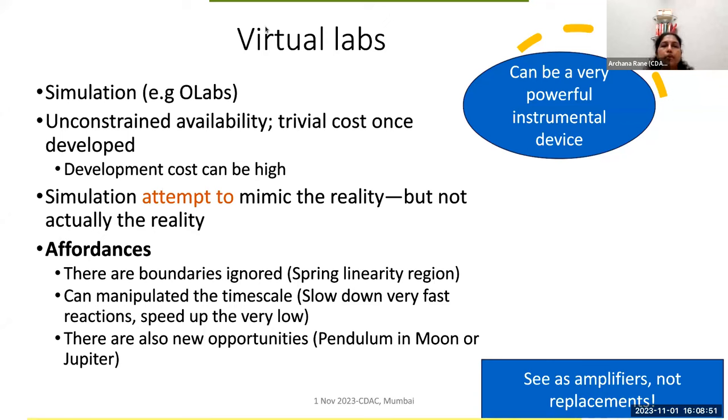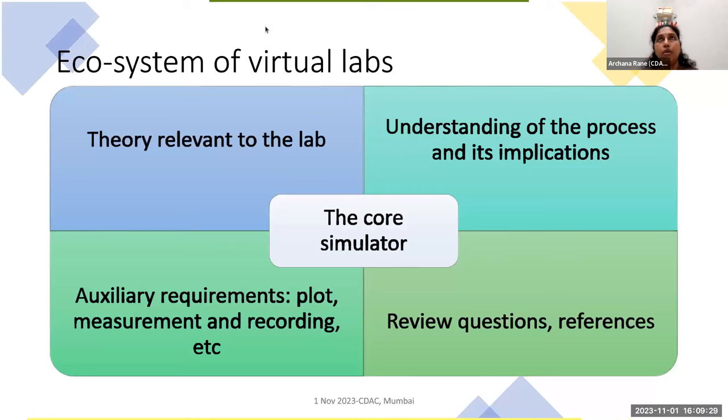Similarly, they can be manipulated as per the time scale. So you can slow down very fast reactions, or you can speed up very slow reactions. You can repeat it several times and see it. So there are opportunities crossing the boundaries of what is possible in a physical lab. You can actually simulate the environment of, say, Mars or Moon or Jupiter or Saturn, and see what exactly happens in that environment. So we see virtual labs as very powerful devices which can stimulate the thinking of learners.